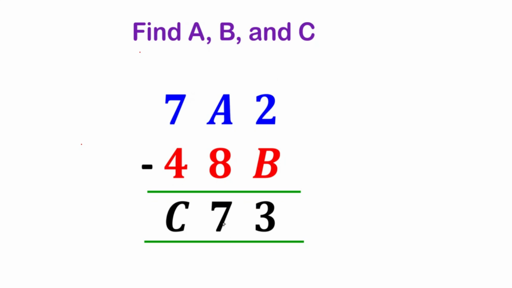In this video, we'll be looking at how to find the value of A, B, and C in this subtraction question. Now here's the question: 7A2 minus 48B giving an answer of C73.